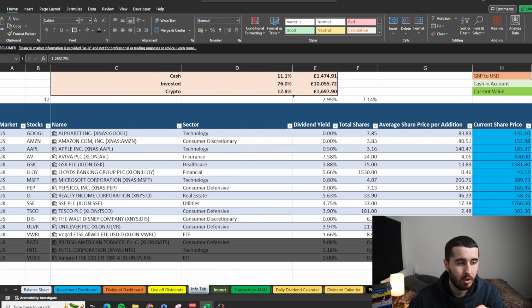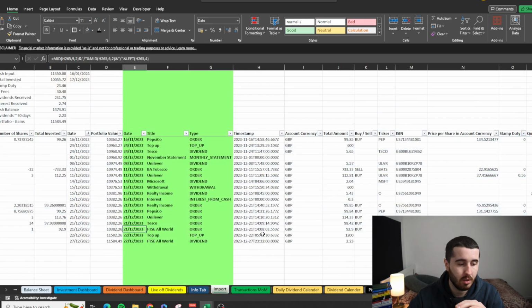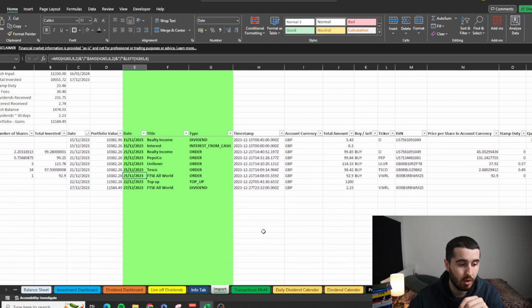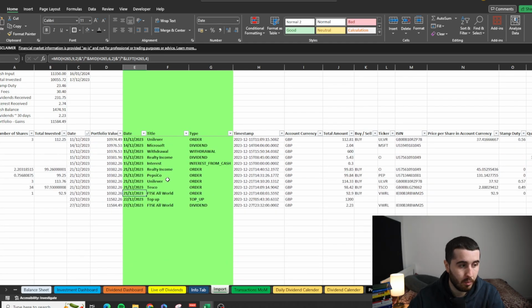So this is like a summary page for your stocks. It pulls data from either the import tab or the data input tab and the dividends input tab. And now I'm gonna show you how the import version works. So how this works is we have a few formulas along here. This is very specific to Freetrade.